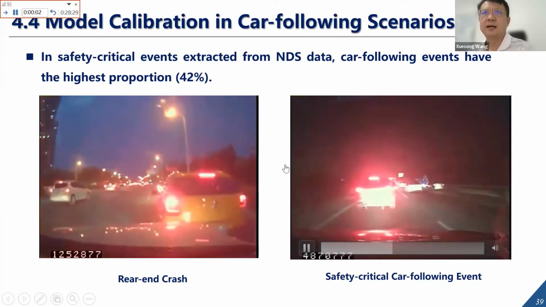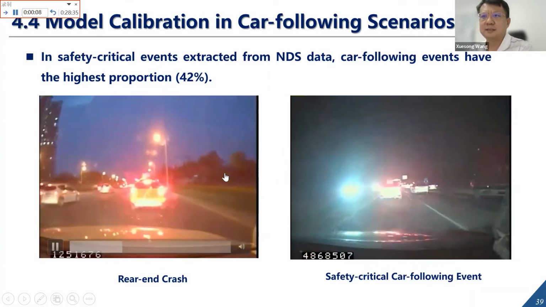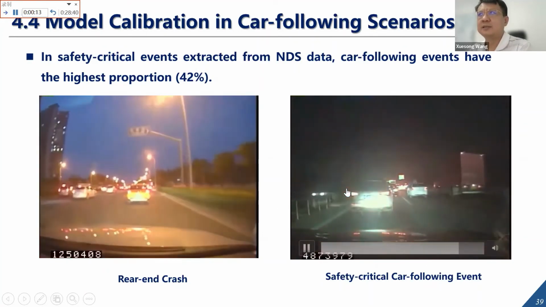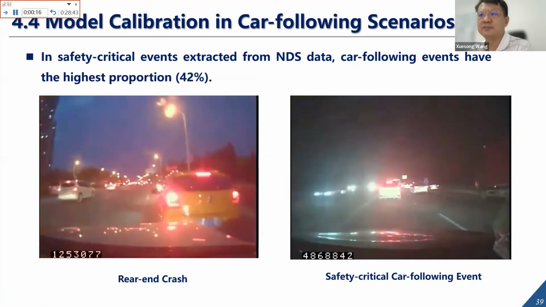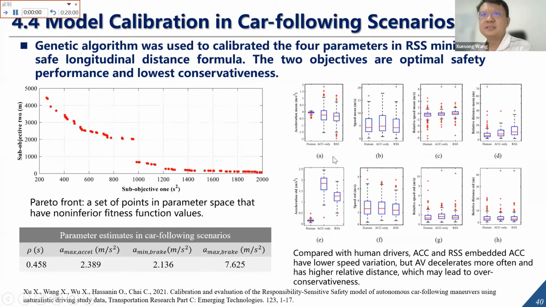So first, we have to identify the safety critical events for car following. This is the radar data we identified from the Shanghai Naturalistic Driving Study data, in which about 42% of the scenarios are real-time type scenarios. A genetic algorithm was applied to calibrate the four parameters in the ISS models to make sure of the minimum safety longitudinal distance formula. The two objectives are optimal safety performance and low conservativeness. So these are the calibrated parameters.